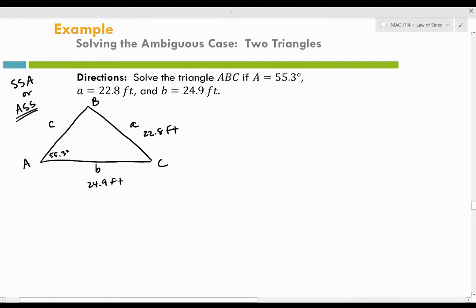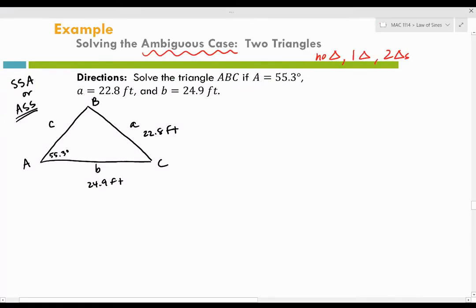So remember, anytime you see that, that means that we have the ambiguous case, which means at the end of the day, we're going to have to figure out if we have no triangle, one triangle, or two triangles. Okay, so keep that in mind. Ambiguous case, you have to do a little bit more work, so don't forget.